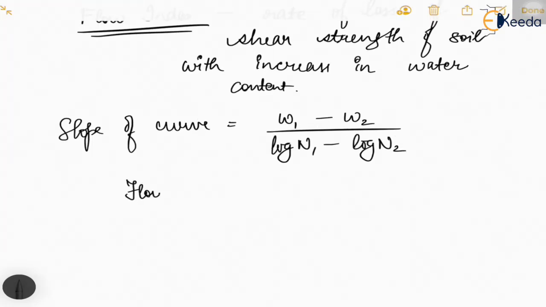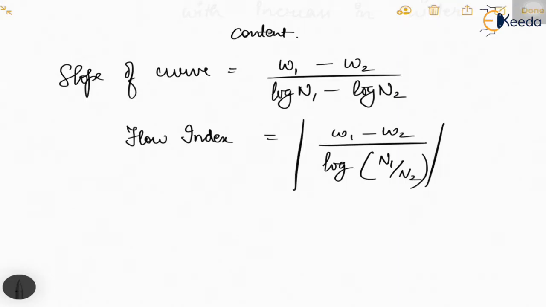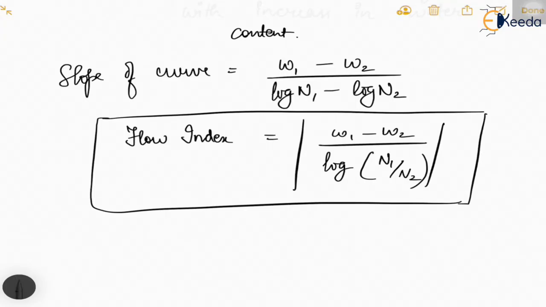From here we can obtain that the flow index value comes out to be W1 minus W2, and we can rewrite the denominator as log of n1 by n2. So what Casagrande said, that the flow index value further represents the rate of loss of shear strength along with the increase in water content. Okay, so this in itself is a very important relation to be understood and memorized for various examinations.